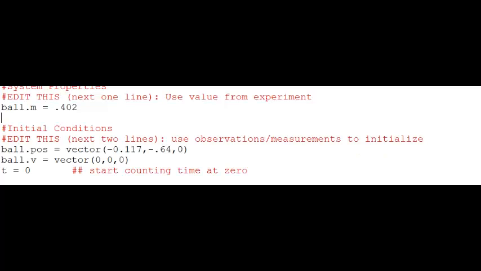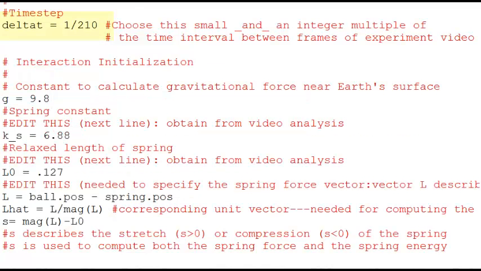We start by plugging in our initial conditions from Tracker, including ball position, velocity, and start time. Then you have delta t, which is not changed from what was given in the videos, as well as gravitational force near the Earth's surface. Then to find the spring stiffness, we use the formula for period of oscillation. Here we can manipulate this equation. Since we know the mass and the period, we can solve for the spring stiffness.